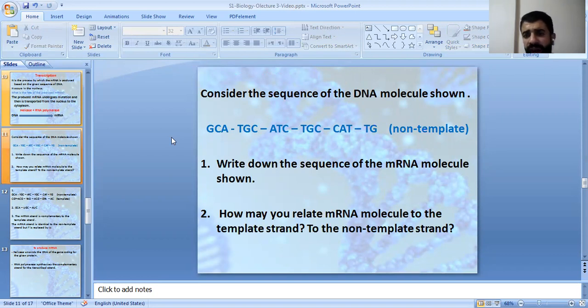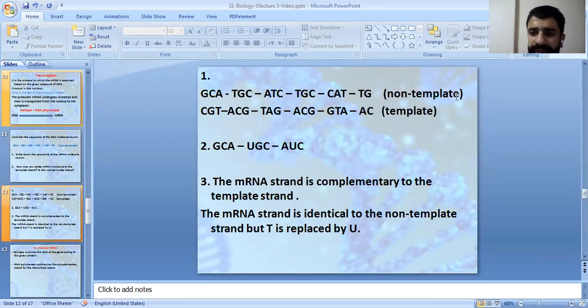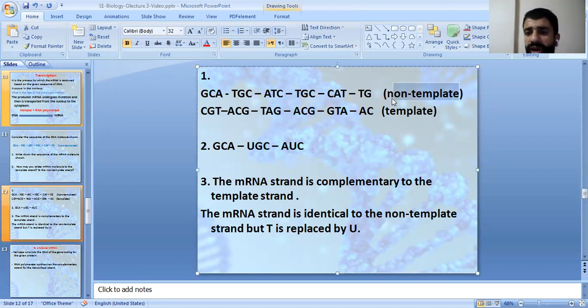So consider the sequence of the DNA molecule shown. Here we have the DNA molecule: GCA, TGC, ATC, TGC, CAT, TG, and so on. There's a lot, so here I stopped in this part. Here the sequence is called the non-template. Non-template is called the non-transcribed. It's the coding. So the sequence of the coding is similar to that of the mRNA, but we have to do something. How may you relate the mRNA molecule to the template and the non-template? Let's start first. This is the non-template strand, also called non-transcribed, the coding.